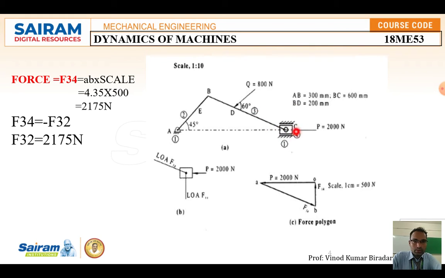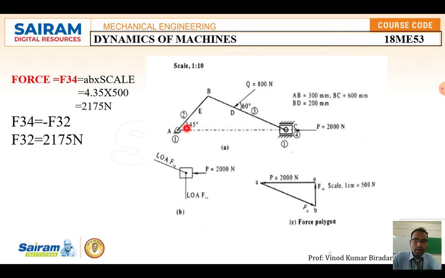This piston. Draw here the free body diagram. One force is acting horizontally, that is the external force P equal to 2000 Newton. You have to transfer the same force here. Keep the scale on this to transfer from there to here. One more force is acting on the piston, from the connecting rod. Here 3 and 4 means the link 3 pushes the link number 4, that is the meaning of this F34.